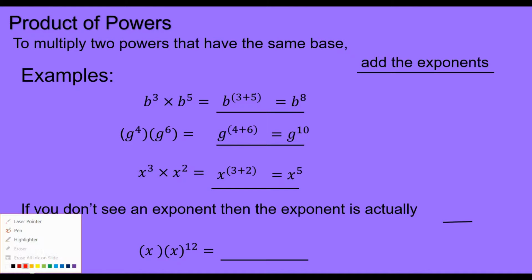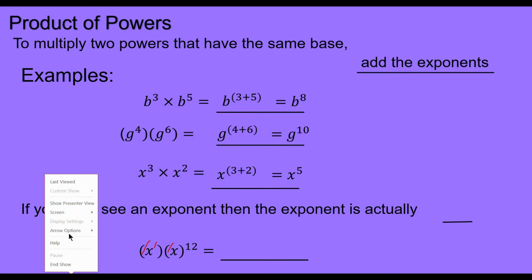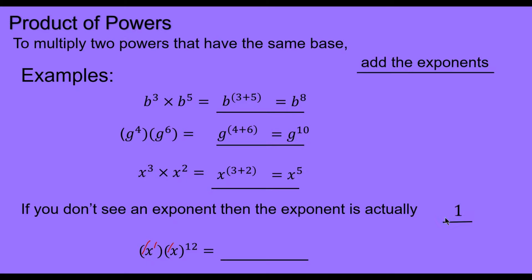I found out on trial number 715 that I can write with this, so I can put a little invisible 1 there, because if nothing else is there, there's an invisible 1 which will come up on the slide, just like there's an invisible 1 in front of each one of those x's. So if you don't see an exponent, then the exponent is actually 1, and this is 1x to the first times 1x to the 12th, and 1 times 1 is 1, and x to the first times x to the 12th is x to the 1 plus 12, which is x to the 13th.